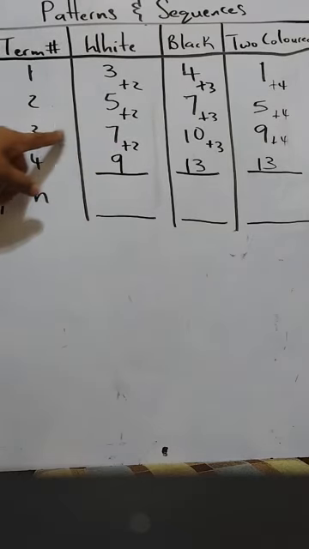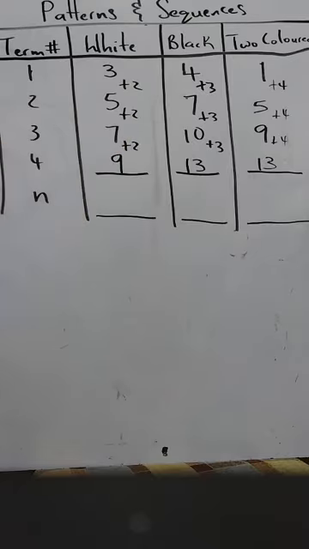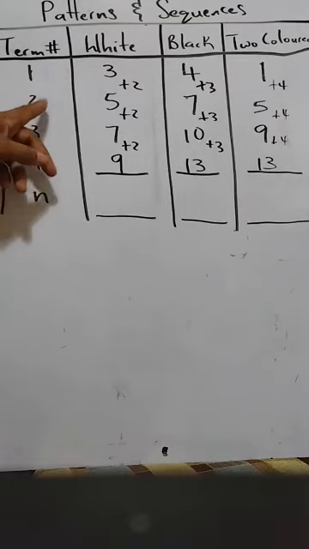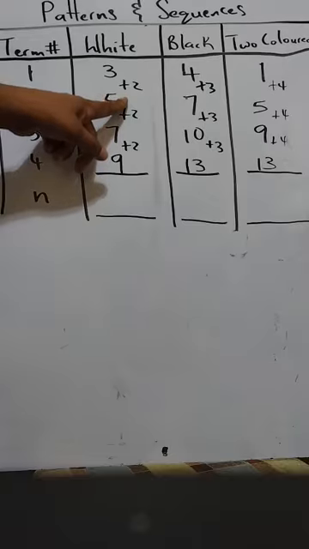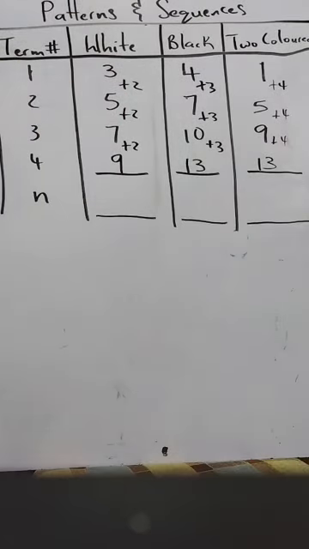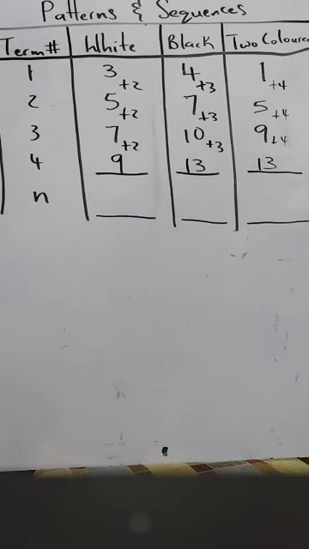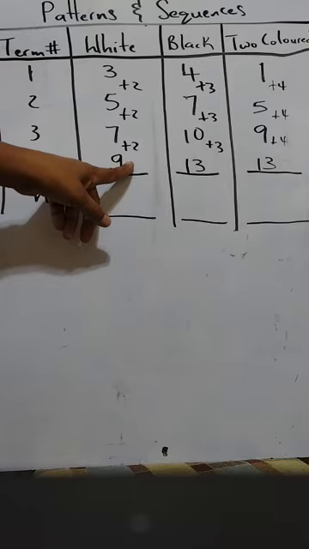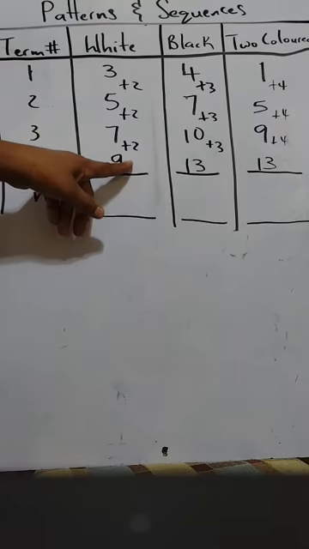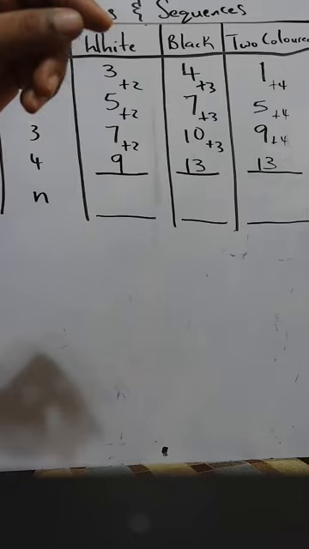At term number 3, I would have added 2 two times. All right, let's check out term number 2. At term number 2, I would have only added 2 once. There is something that's happening right there. But if I was at term number 5, I'm assuming now that I would have had to add 2 to the 9 to get to term number 5. And by that, I would have added 2 four times.